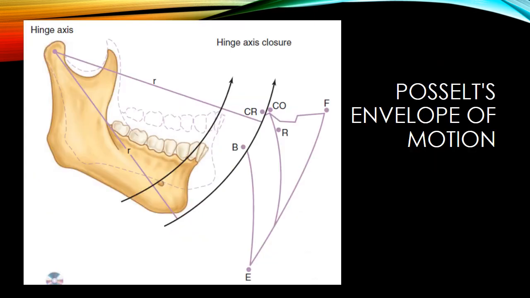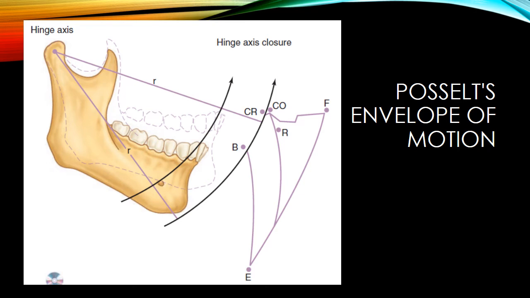Okay. This is the Posselt's envelope of motion. It shows the movements of the condyle in relation to the movements of the mandible. The Posselt's envelope of motion is the schematic representation of mandibular movements in the sagittal plane. So it shows the different basic positions of the mandible.